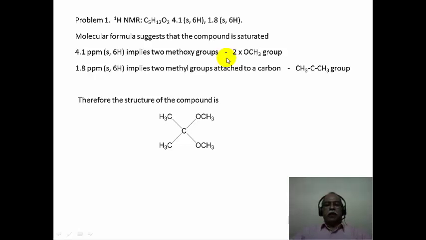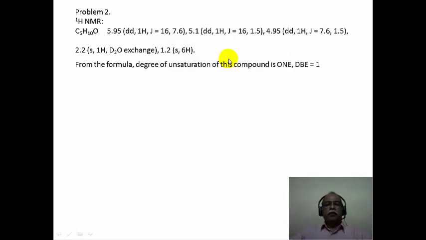Let us move on to the next problem. Now here the proton NMR data is given. From the molecular formula, which is C5H10O, we come to the conclusion there is one double bond in this molecule, because C5H12 should have been the saturated molecular formula, but it is C5H10. Two hydrogens are deficient. Therefore, the double bond equivalence is 1 here.